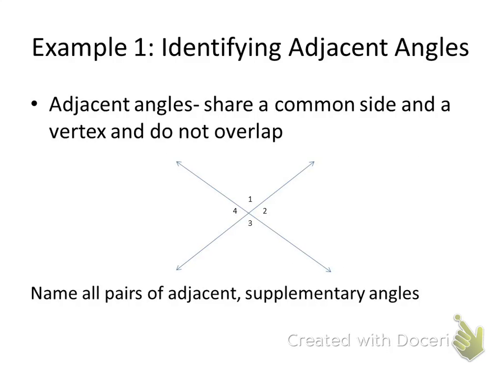In example 1, we're learning about adjacent angles and how to identify them. The first thing you need to know is what an adjacent angle is. So you need to write this in your notes. Adjacent angles share a common side and vertex and do not overlap. What does this mean? The common side is the line. The lines that you see are considered my sides. Then the vertex is that midpoint.